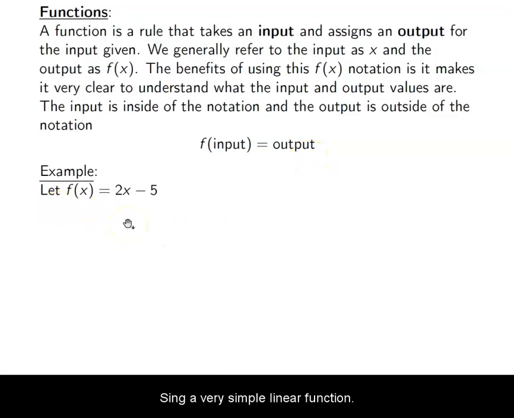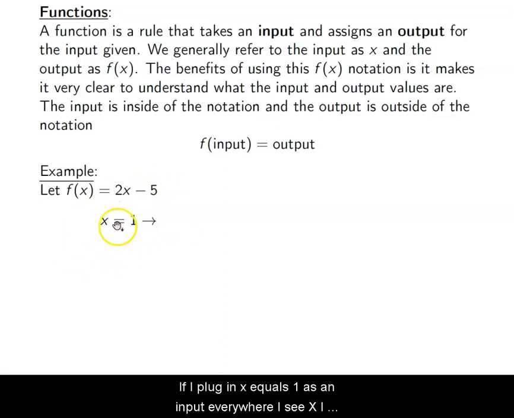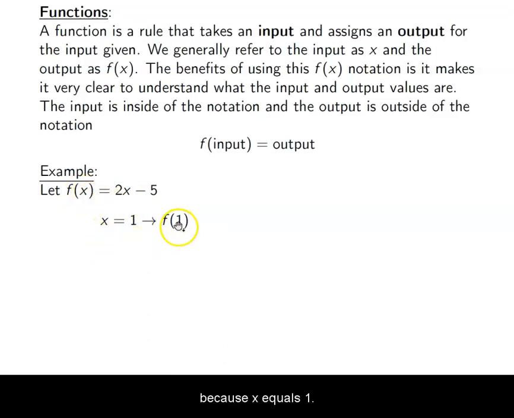Let's take a very simple linear function, 2x minus 5. If I plug in x equals 1 as an input, everywhere I see x, I replace with the value of 1. So not f of x anymore because x equals 1, so I replace x with 1. f of 1 means, again, everywhere I see x, I plug in 1, okay? So I get 2 minus 5, which is negative 3.